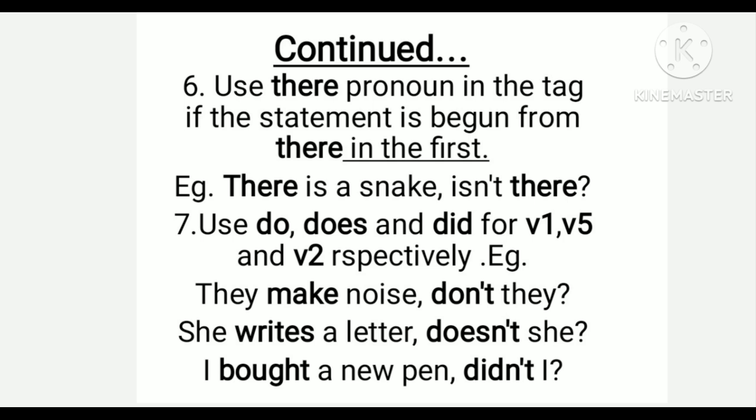For example, they make noise, don't they? Here make is verb 1, so as per the rule we should use do and make the negative tag, don't they. She writes a letter, doesn't she? Here also there is verb 5, writes, and for it we use doesn't she. I bought a new pen. Bought is verb 2, so we should use did and make it negative in contraction form, didn't I.